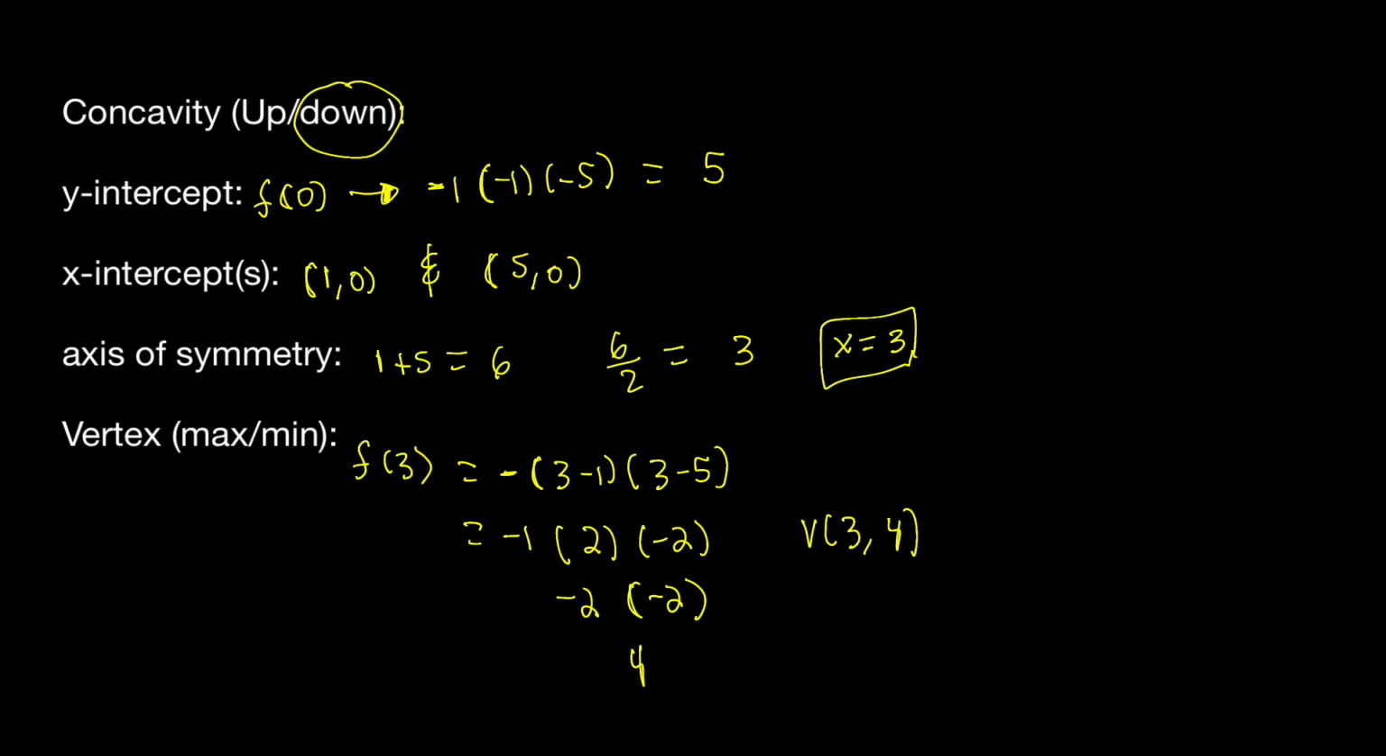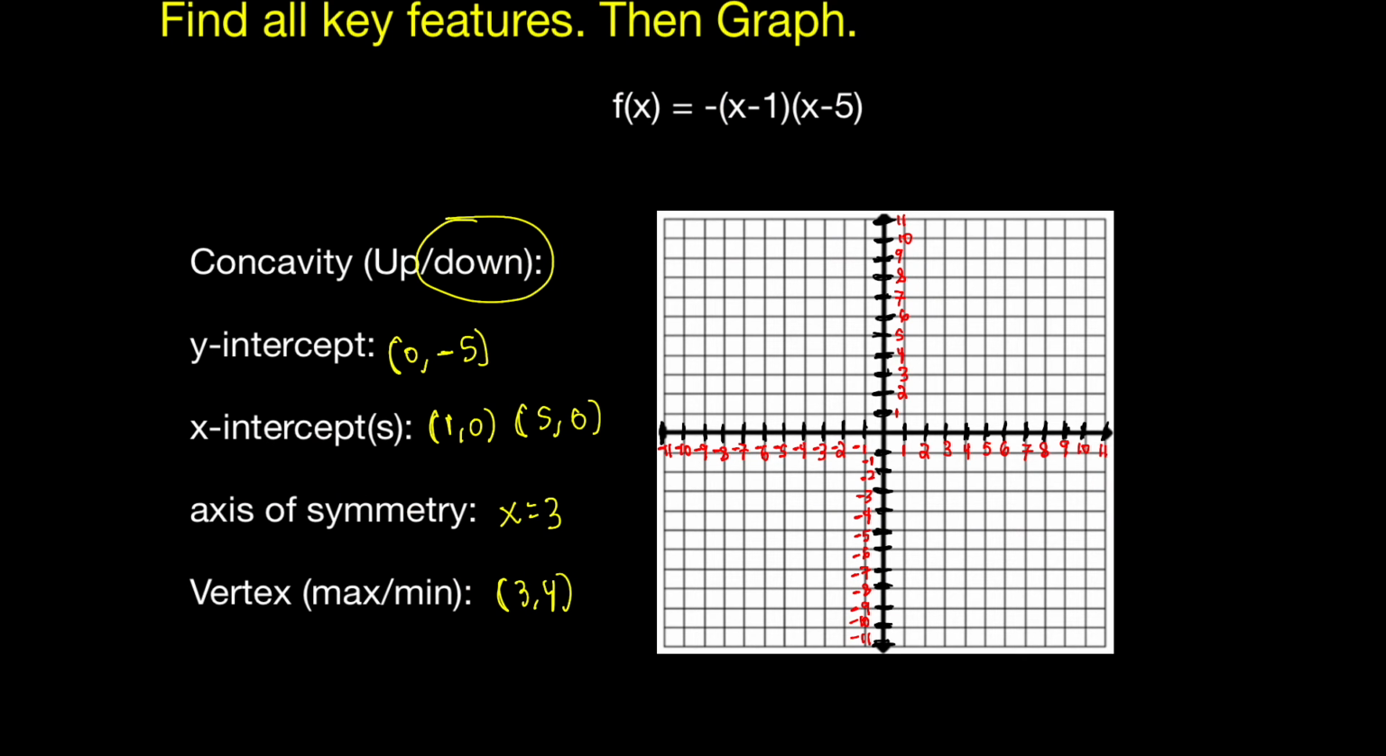And a small little typo that I just recognized, this should be a -5, since -1 times -1 is +1, and if we multiply -5, we get -5. So now that we have all the key features, we can go ahead and graph this.